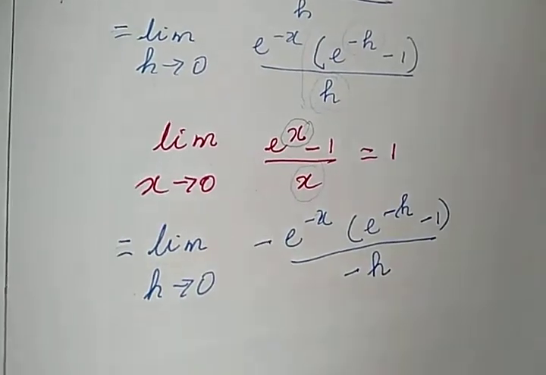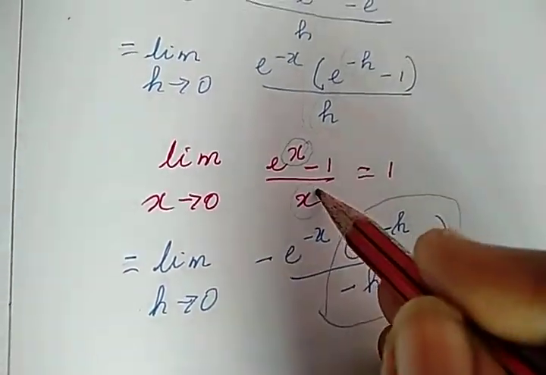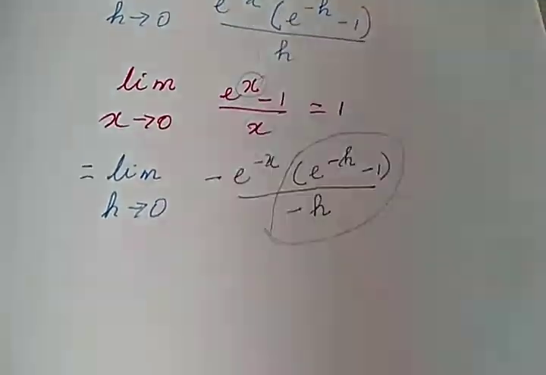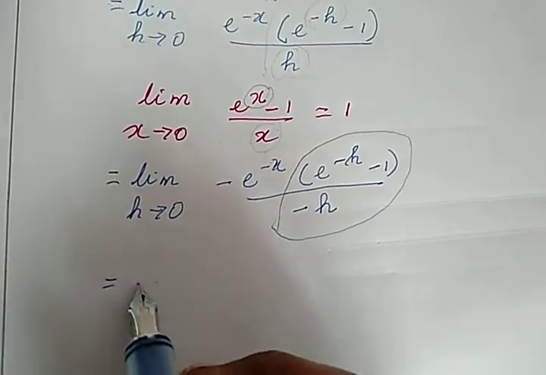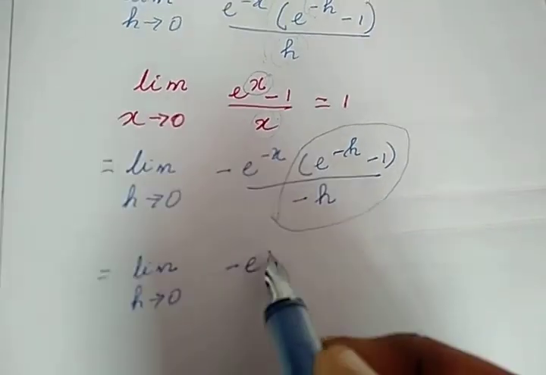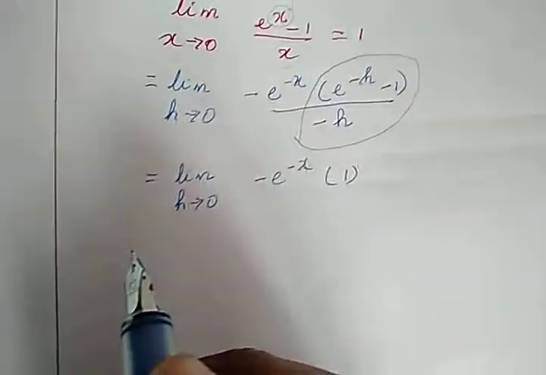Now this part alone is in the format of the given formula. So instead of this part I can substitute 1. What will I get? Limit h tends to 0 of e to the power minus x into 1. So what is the answer?